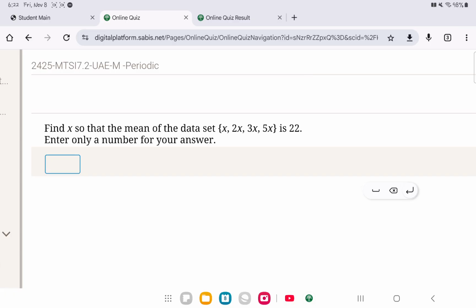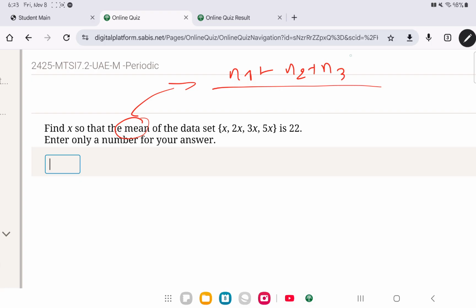Find x so that the mean of the data set is 22. They're asking us for the mean, but they did not give us two tables. That means it's probably easier. What does mean signify originally? It signifies everything added, so number 1 plus number 2 plus number 3 plus number 4, etc., over the total number. Not the total of the numbers added together. No, the total number, meaning if you have 5 digits, 6 digits.